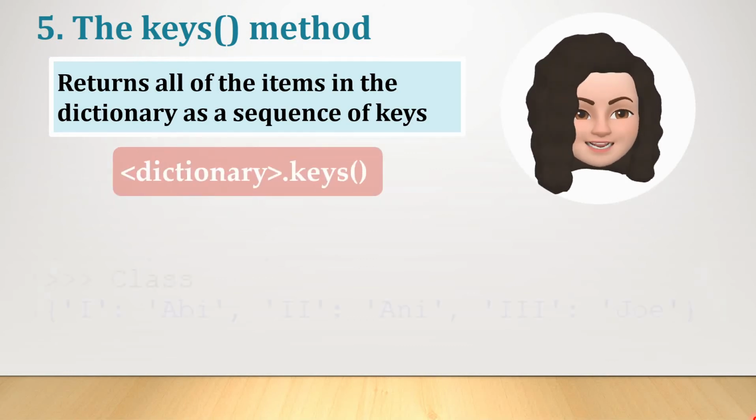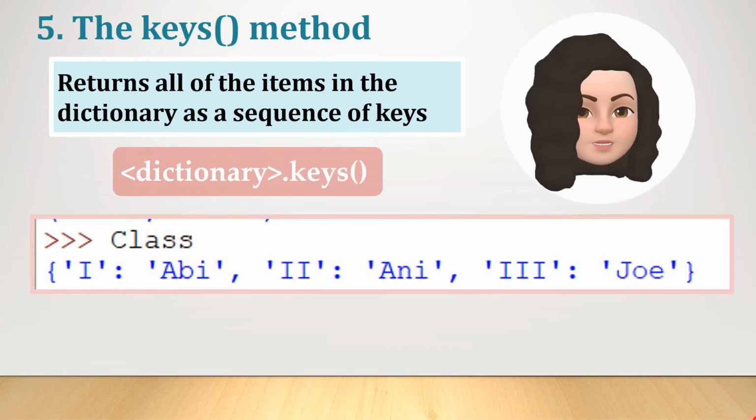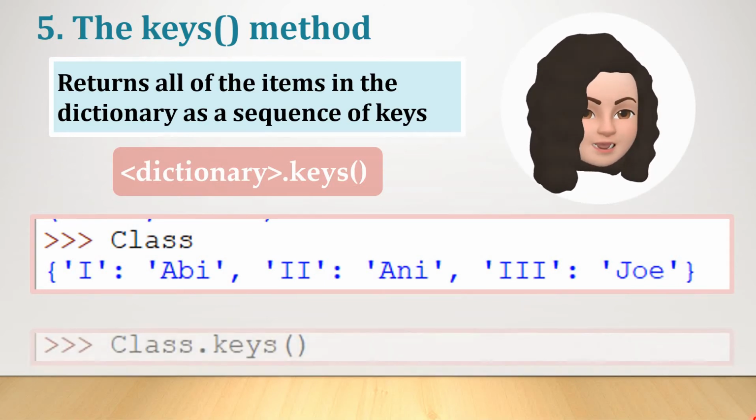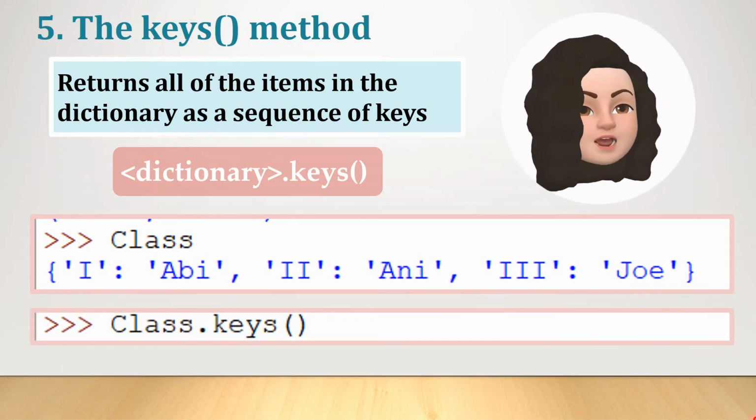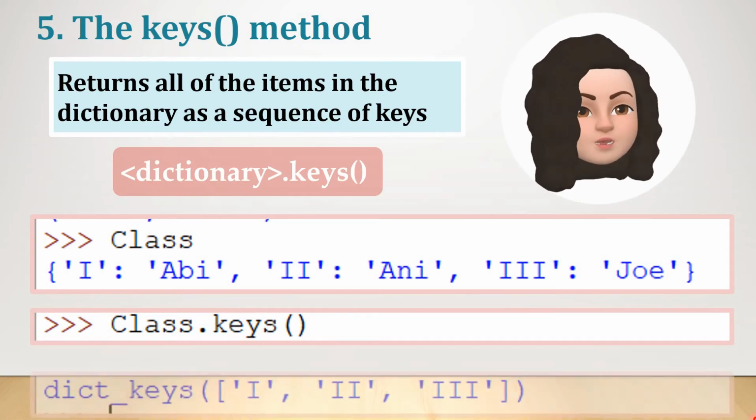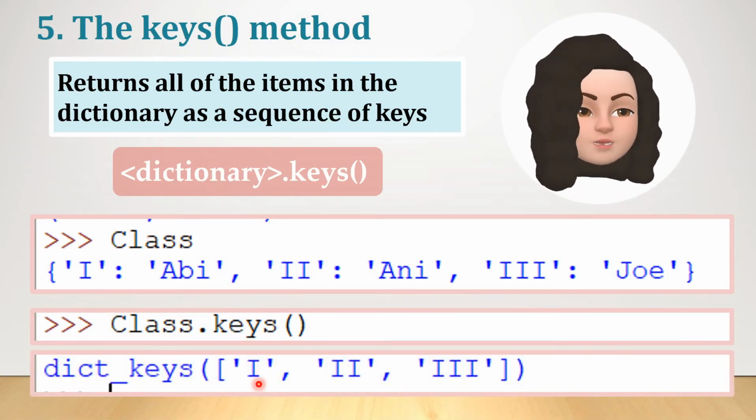Now class is a dictionary which has 3 key value pairs. Now if we use the keys function with this dictionary, class.keys() will give you only the keys of the dictionary in list format. 1, 2, 3 are the keys. So the keys method will return all the keys of a particular dictionary as a sequence of lists.